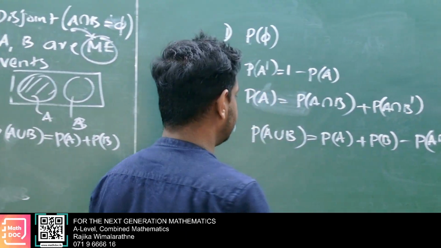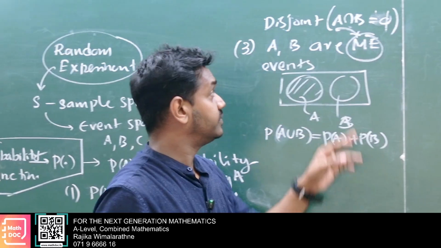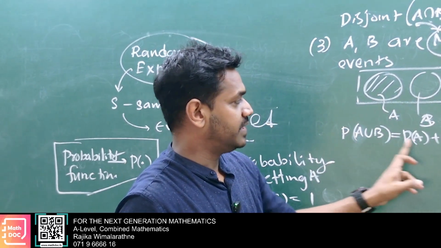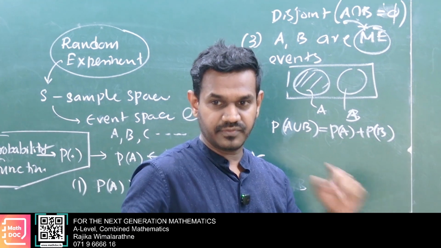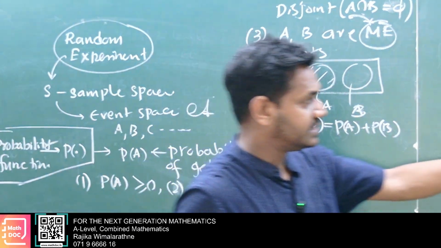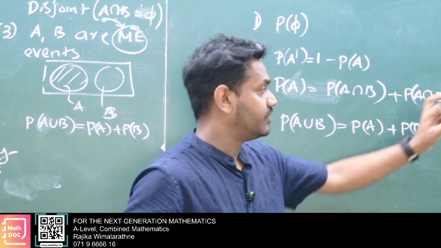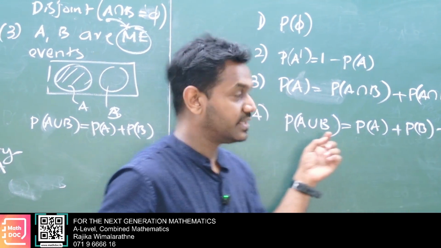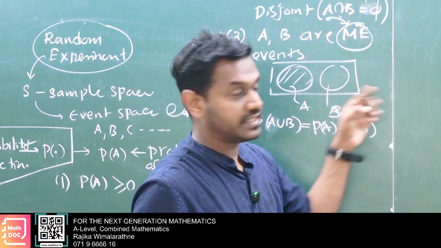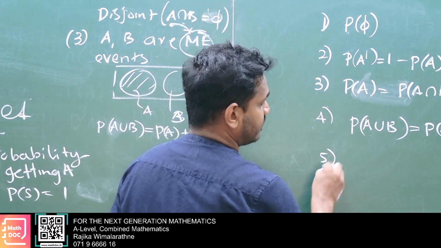Don't be misled by this. Previously I told you P(A union B) equals P(A) plus P(B), but that is only for mutually exclusive events. This is the general case: for A union B, usually P(A) plus P(B), we have to remove the intersection. This is for the general one. This is for the mutually exclusive one. These are the theorems.